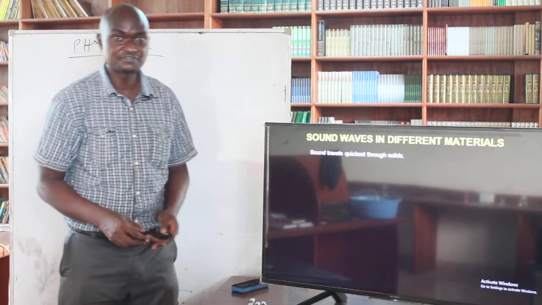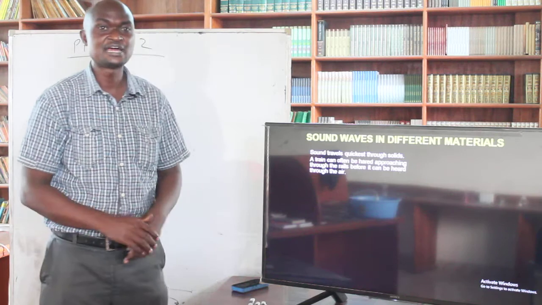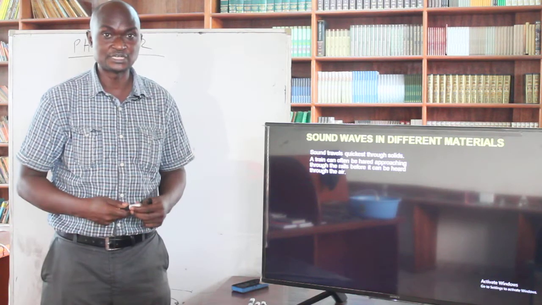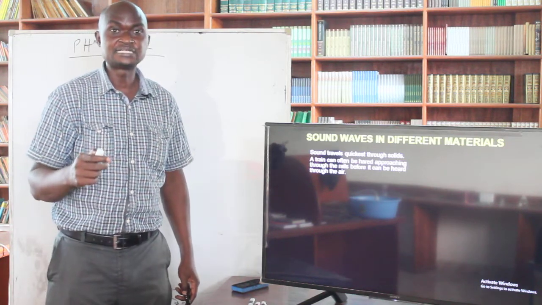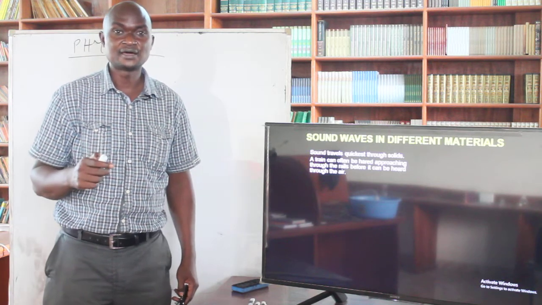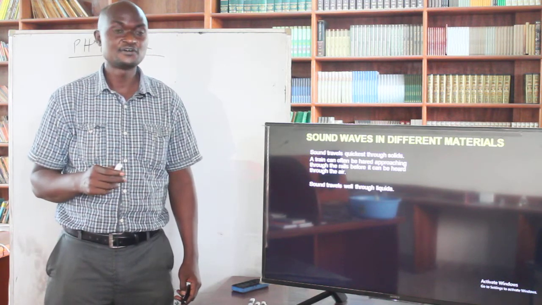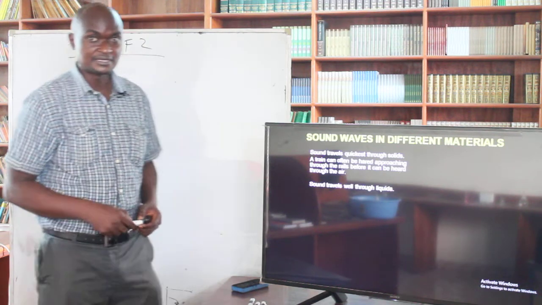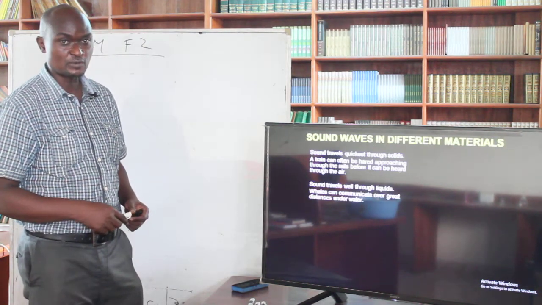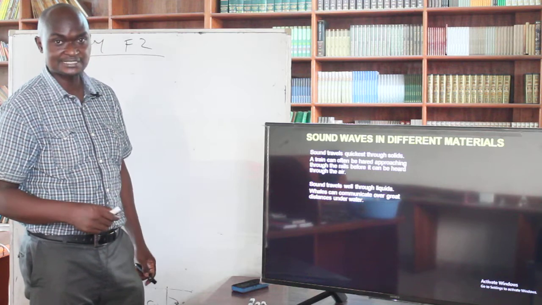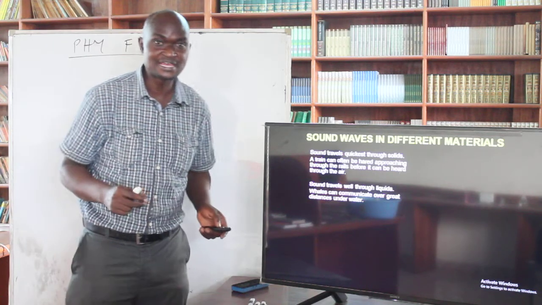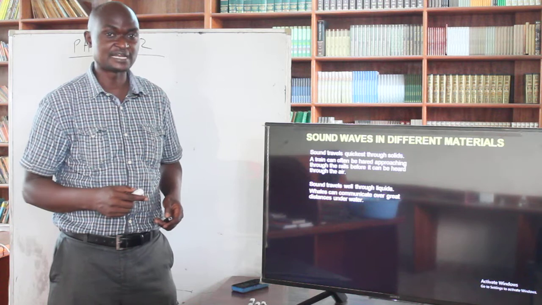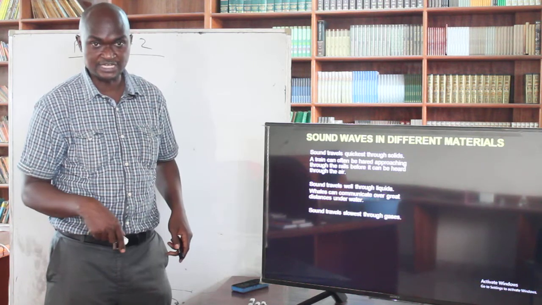Now, sound waves in different materials. We say that sound waves travel fastest in solids. For example, a train can be heard approaching through the rails over a long distance before it actually appears. Sound travels well through liquids, and that's why whales and other water animals like the dolphin can communicate over great distances while in water.